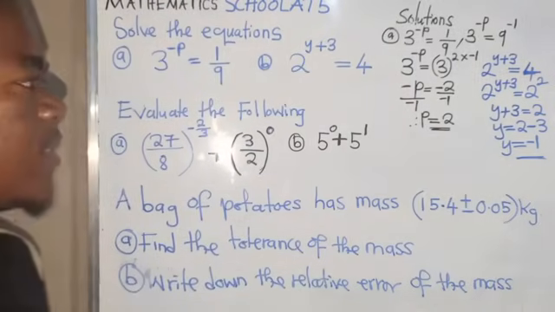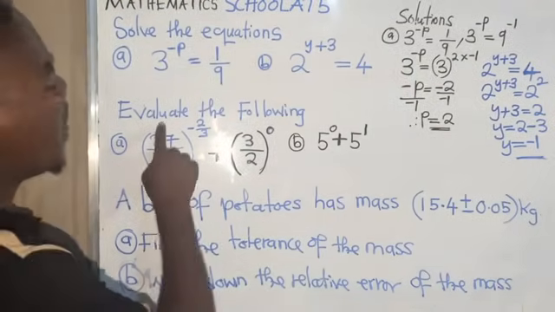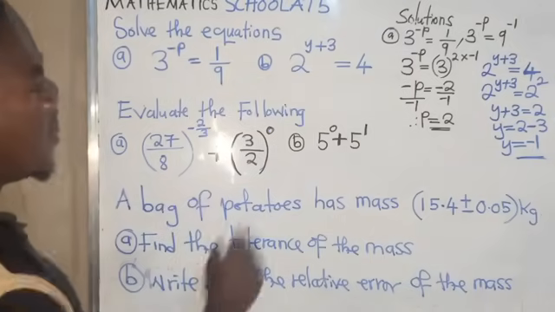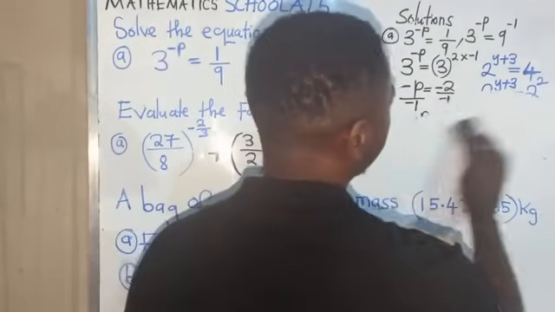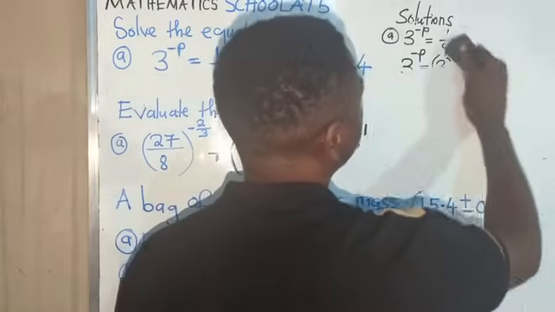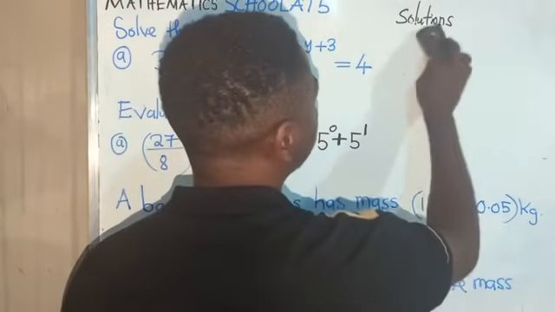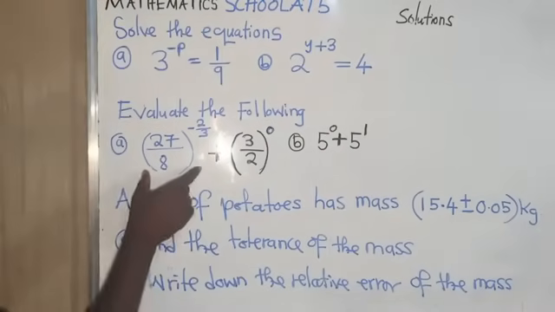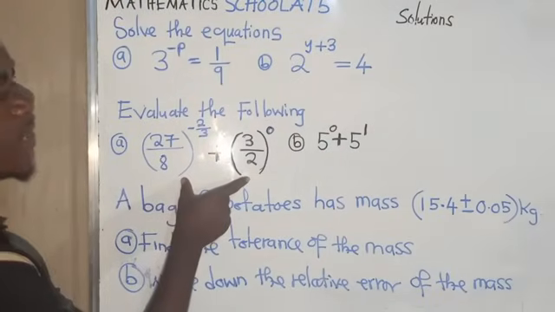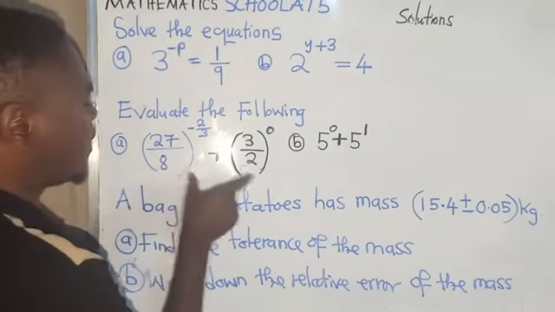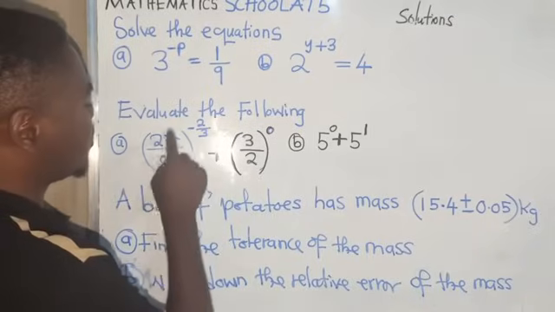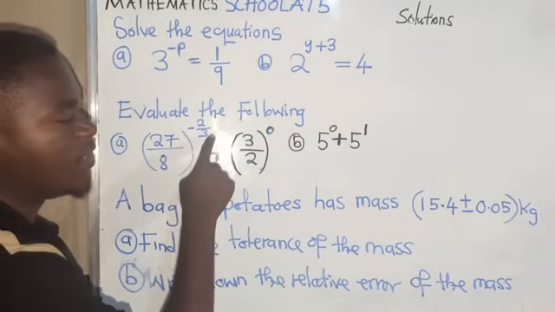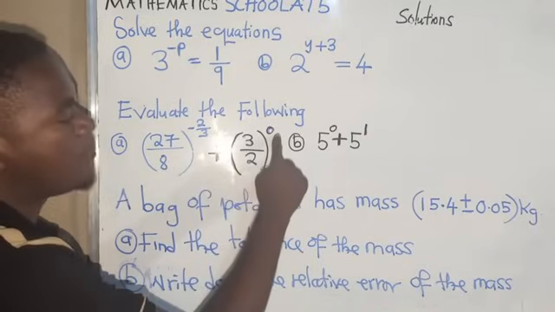We are now on question number 2. Question number 2 says, evaluate the following. So we want to evaluate these ones that are here. I'll be writing them from here. I guess you've seen how I've answered these particular questions. So I want to evaluate this: 27 over 8 to the power negative 2 over 3 plus 3 over 2 to the power 0.